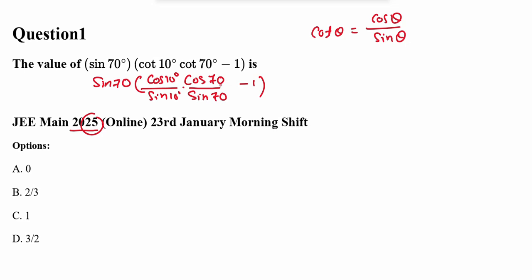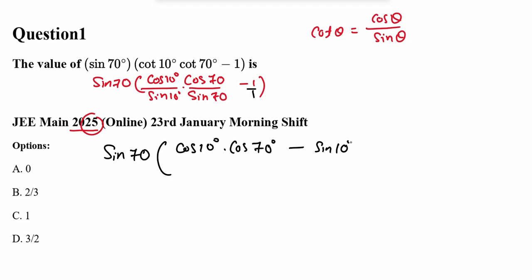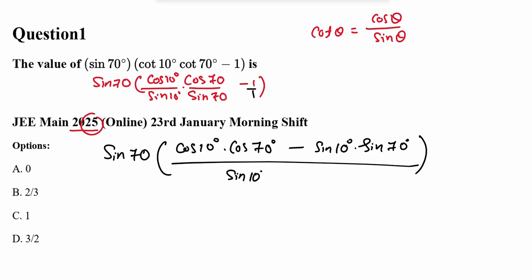Okay, so after this now we will cross multiply this. So when we cross multiply this, it will become cos 10 into cos 70 minus sin 10 into sin 70 upon, you will get sin 10 into sin 70, right? Now my dear students, you can cancel this. Yes or no? You can cancel this.